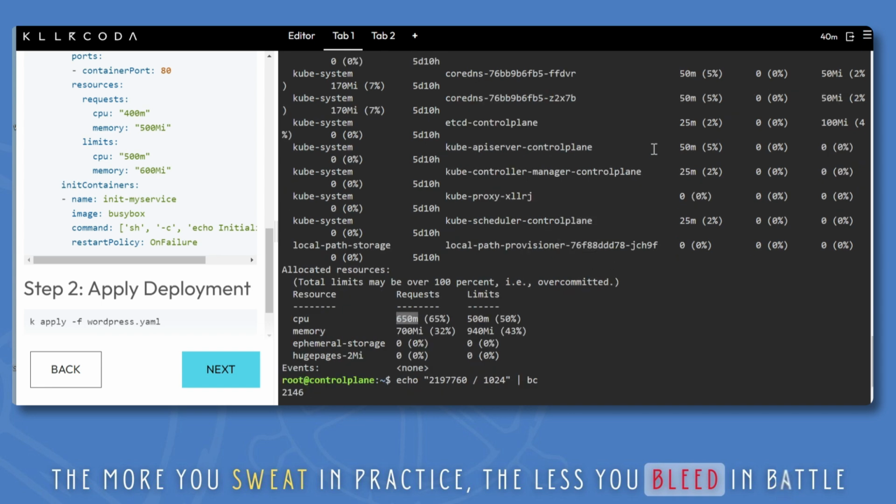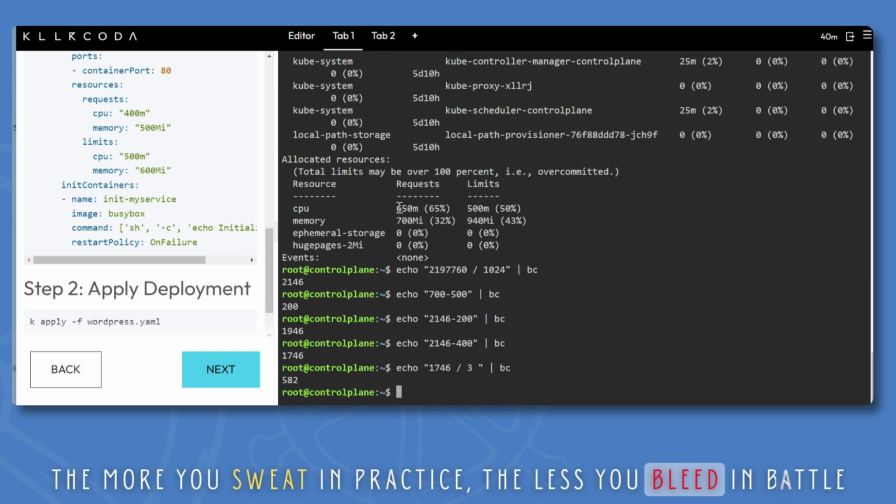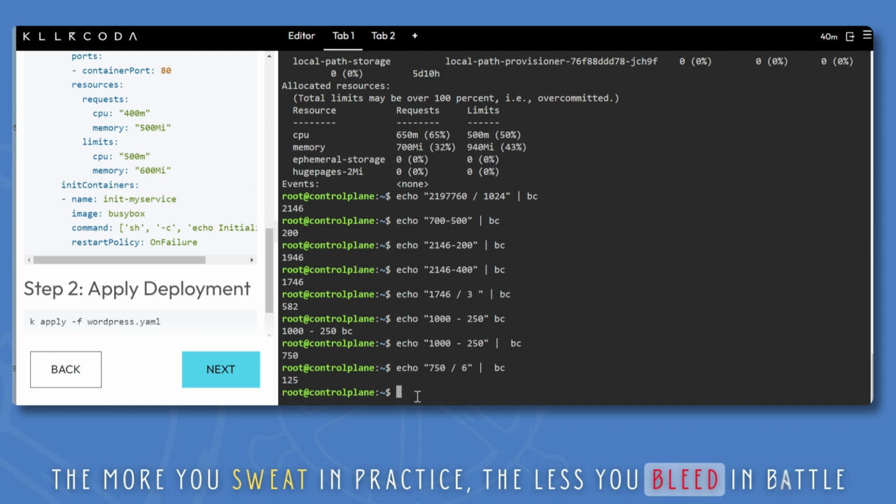So here this is 1000, and 250 is for the system. Now 1000 minus 250 is 750. So I need to divide this 750 by 6. So 750 divided by 6 comes to 125. I'll take it as 120.